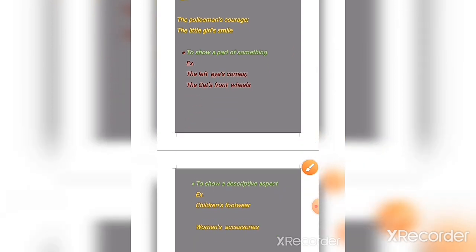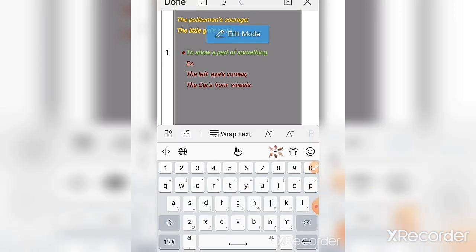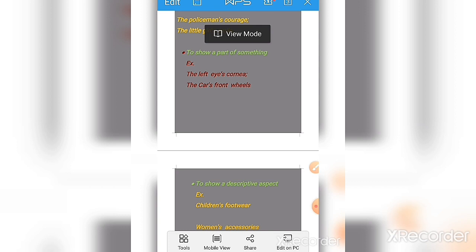Now let us talk about the other use: to show a part of something. See the example: the left eye's cornea. This cornea is a part of the eye, so in that case it is used to show a part of something. The cat's... okay, it is not cat, it is car. Let me correct it. The car's front wheel. That wheel is related to the car, it is a part of the car, so that is why it is used with apostrophe s.